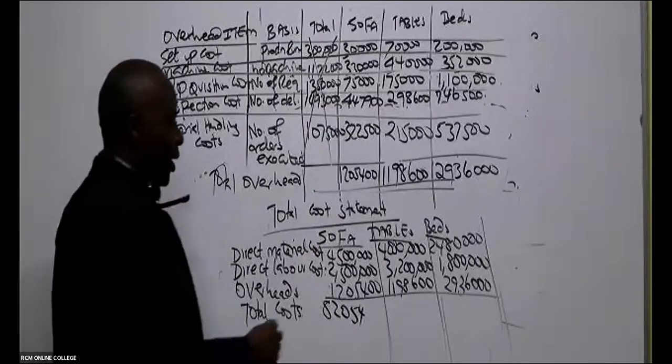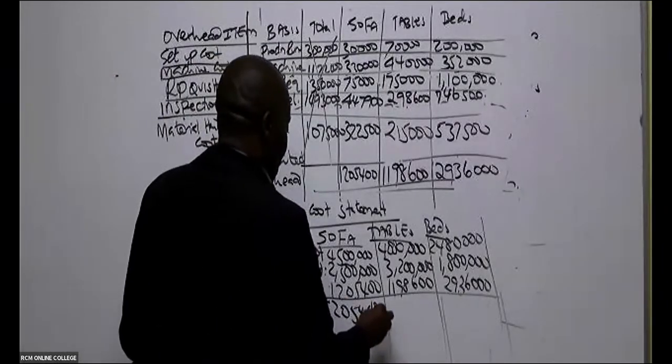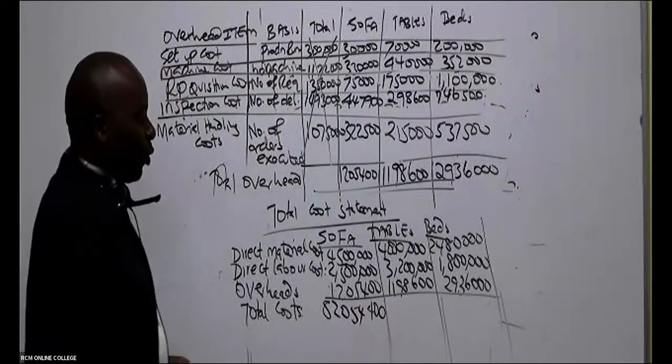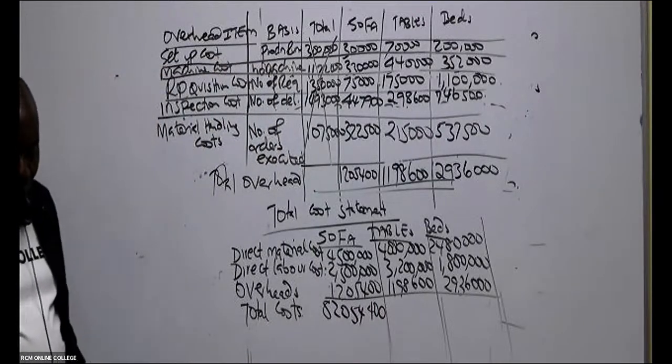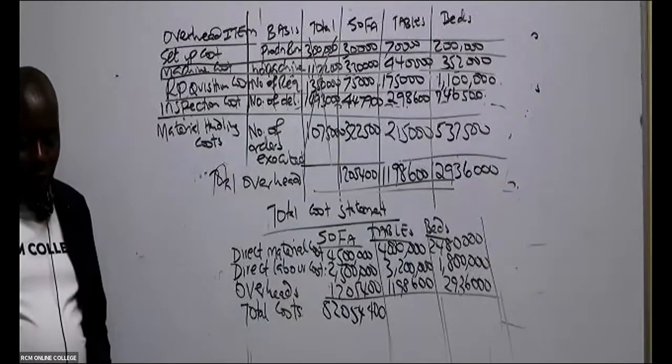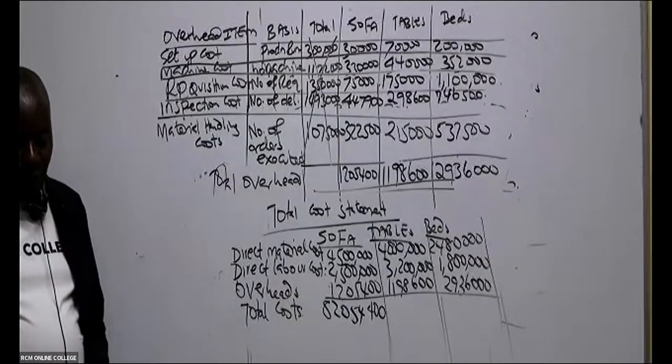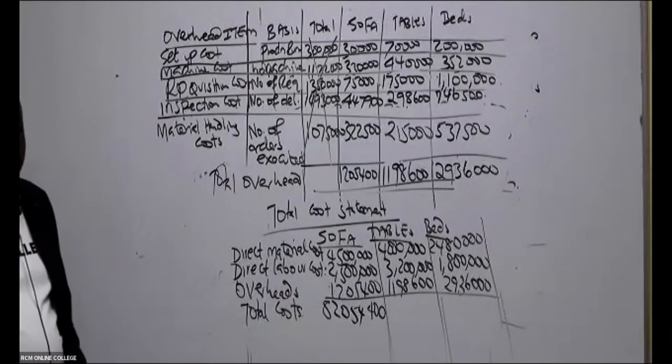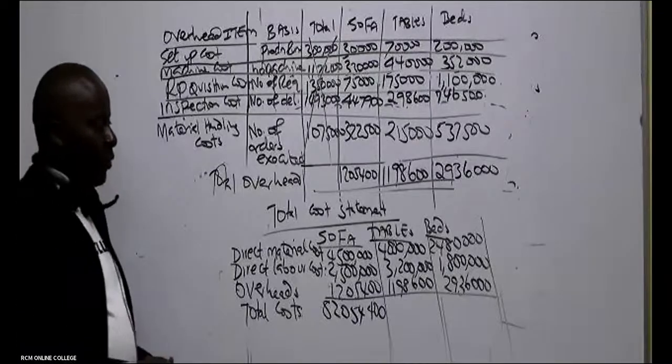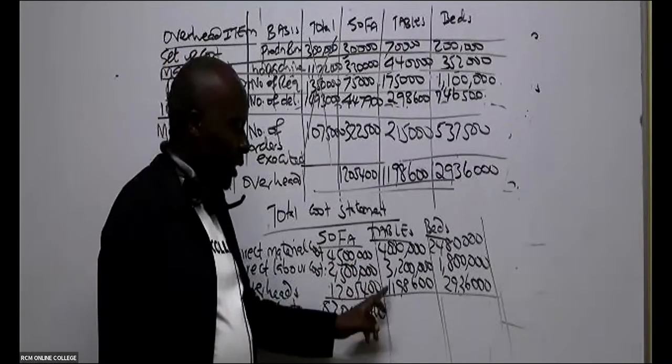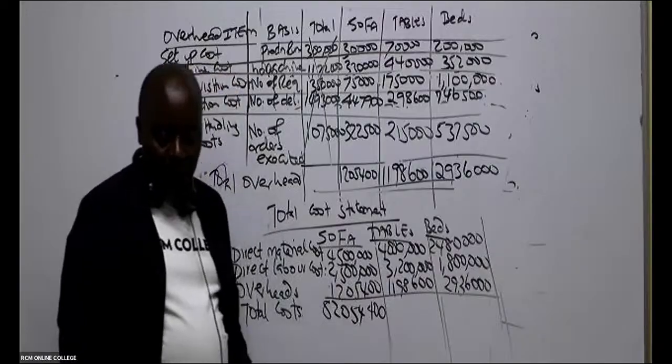82,054,400. Thank you very much. Then we have total cost for tables. So for tables, what do we have? We take this plus this plus this. You give us an answer.